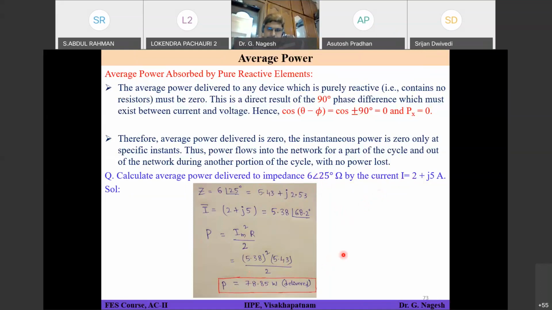Yes, sir. Okay, you can cross-check. You calculated V of t. So V of t is I of t multiplied with 5.38 at an angle of 68.2. And then, sir, it will become 77, sir. 77.